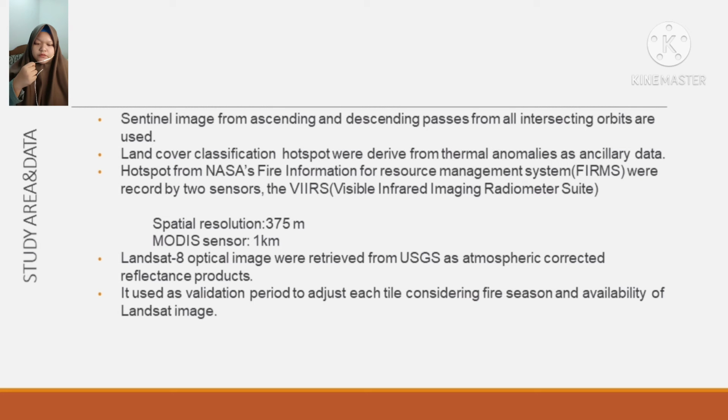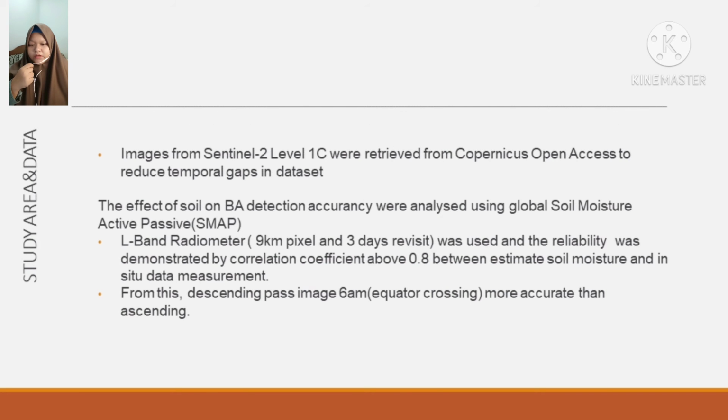The hotspots from NASA FIRMS, the Fire Information for Resource Management System, were recorded by two sensors, which are the Visible Infrared Imaging Radiometer Suite, with a spatial resolution of 375 meters, and the MODIS sensor, whose resolution is 1 kilometer. Landsat 8 optical images were retrieved from USGS as a surface reflectance corrected product. It was used as a validation period, adjusting its style considering fire seasons and validity of Landsat images. For the study area and the data used, images from Sentinel-2 Level 1C were retrieved from Copernicus Open Access to reduce temporal gaps in the dataset.